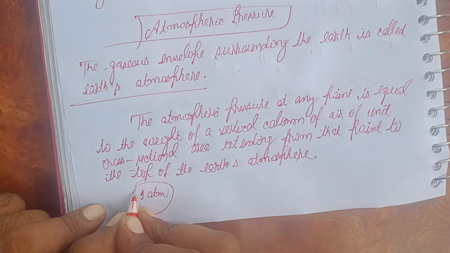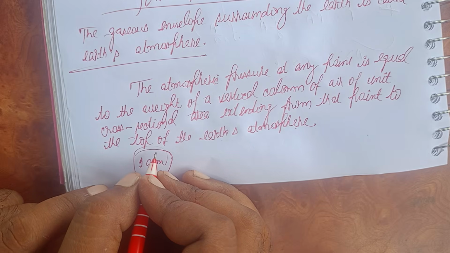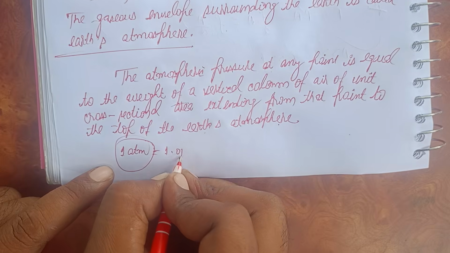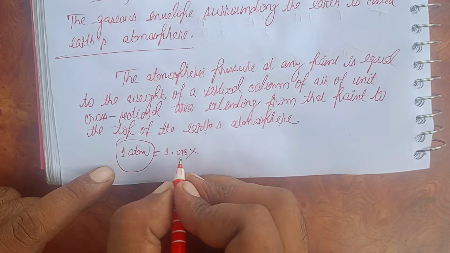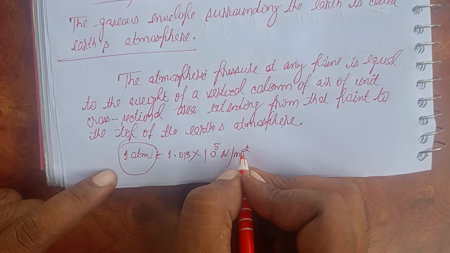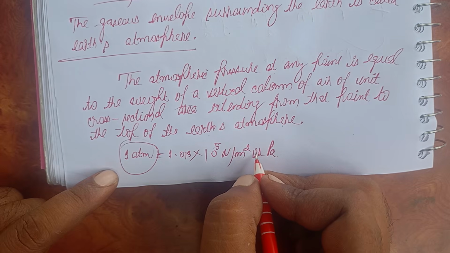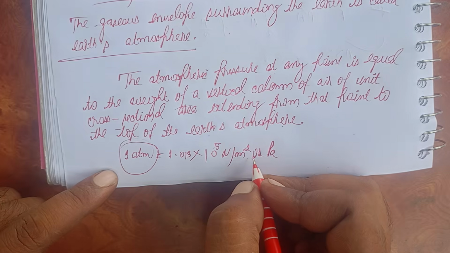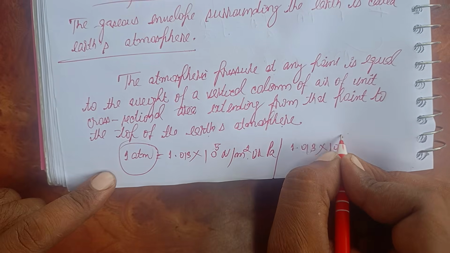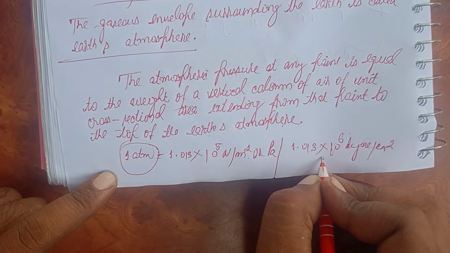1 atmosphere is nearly 1.013 into 10⁵ Newton per meter square or Pascal in SI, and 1.013 into 10⁶ Dyne per centimeter square in CGS system.